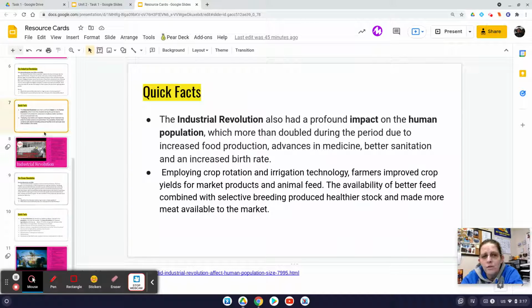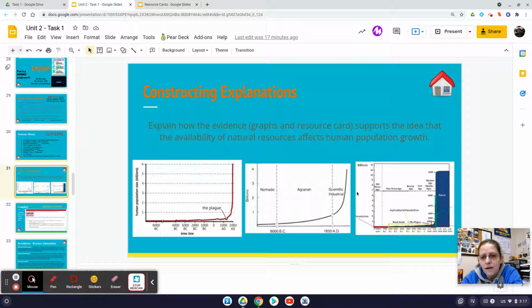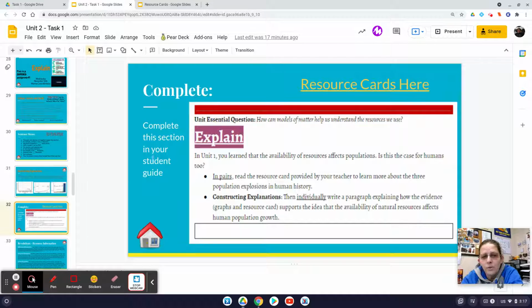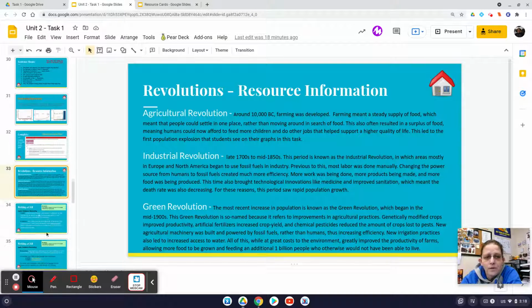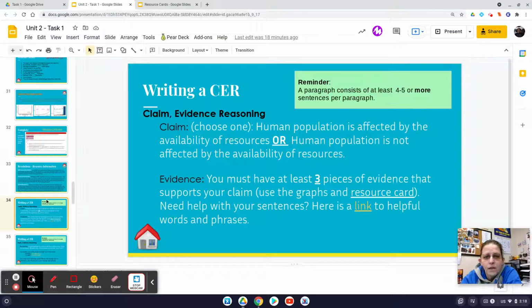Not only can you use this information as your evidence, but you can also use the data that we use. So you have a lot of evidence that you can use to work with your claim, okay? So you're individually writing a paragraph explaining how the evidence, the graphs and the resource cards supports the idea that the availability of natural resources affects human population, okay? So there's some more. Those are the resource cards, basically, if you can't get the links to work.